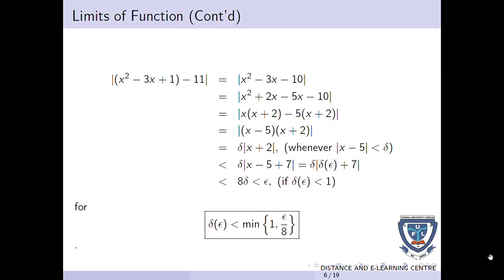Now, the relationship there will be that delta, which depends on epsilon, will be less than the minimum of 1 and epsilon over 8. We have that 1 there because we assumed delta to be less than 1.